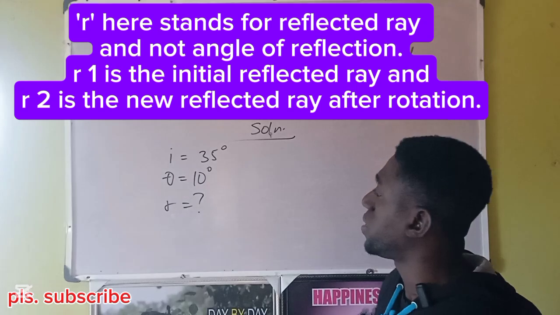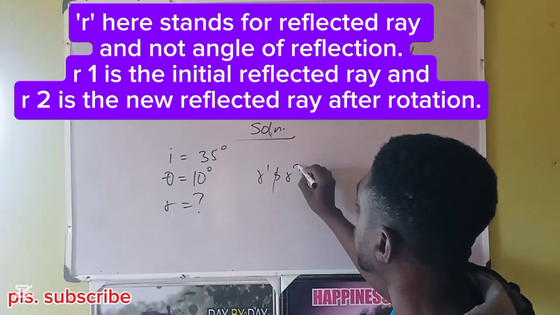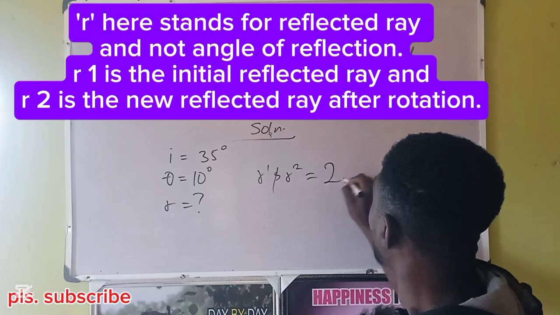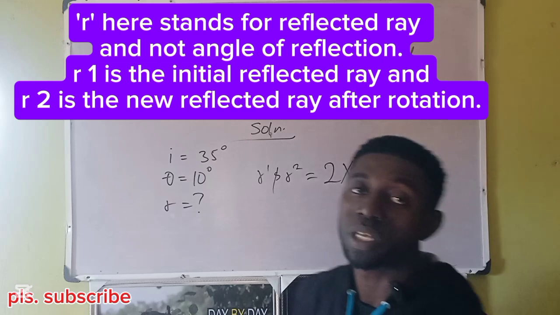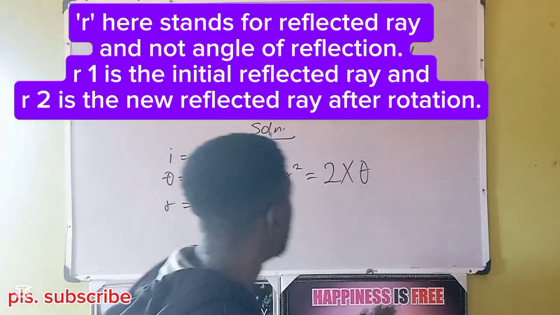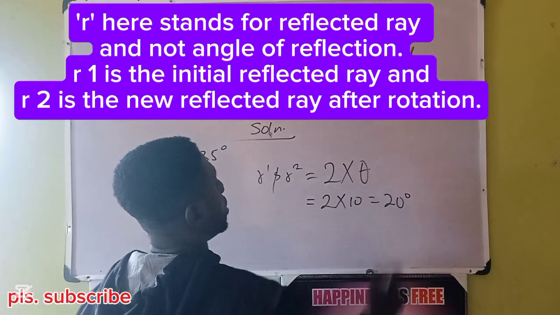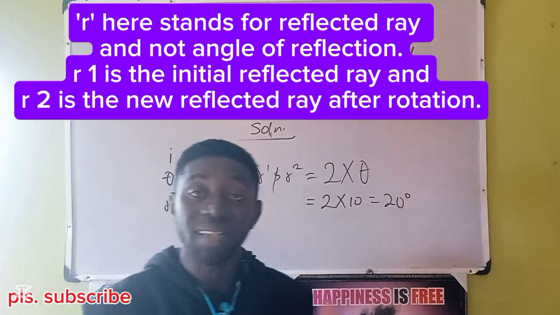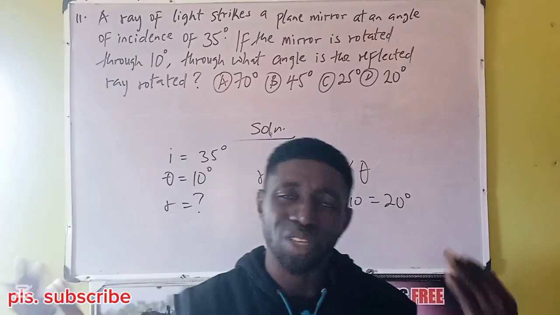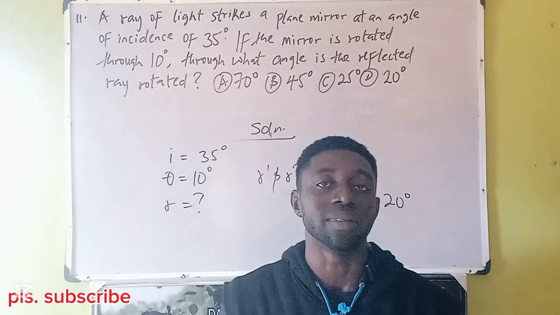Then the formula says, to get that angle in between R1 and R2, that angle is 2 times the angle of rotation. Whatever your angle of rotation is, times it by 2. Our angle of rotation is 10. Therefore, the answer is 20 degrees. So the answer to this question is 20 degrees. But let's do it better with a diagram. Let's use geometry so you can understand what the question demands.